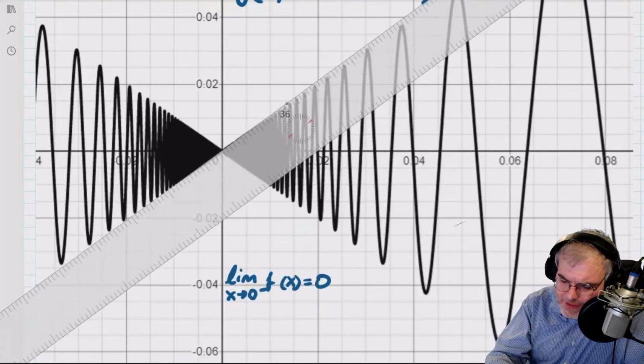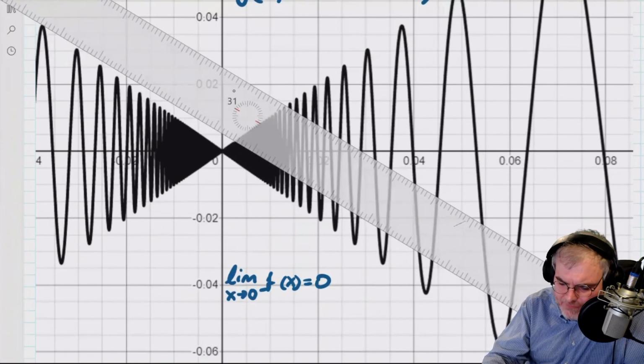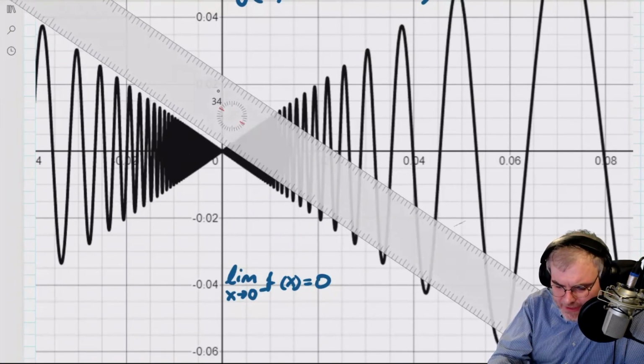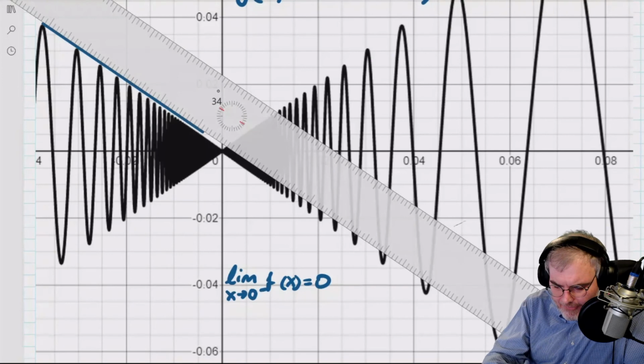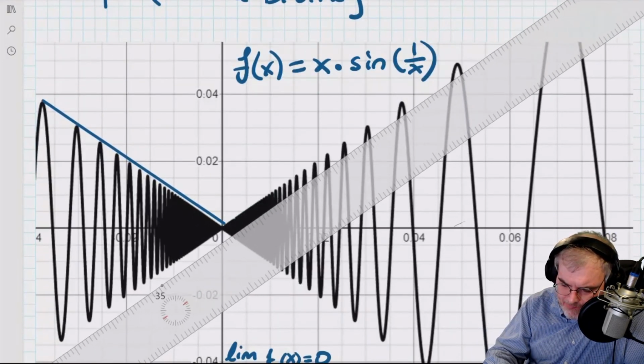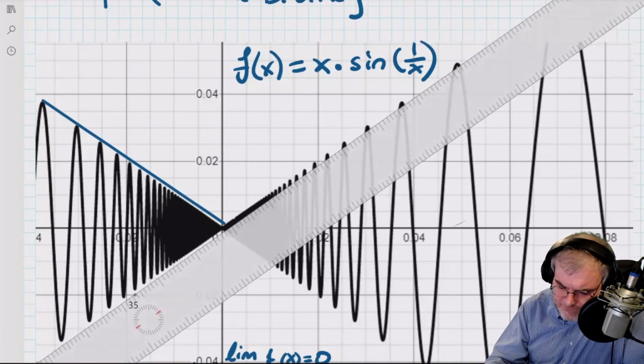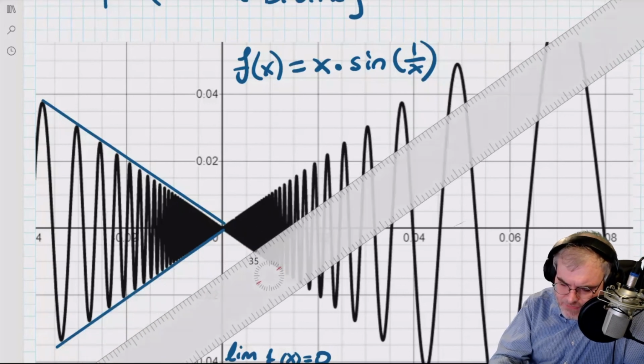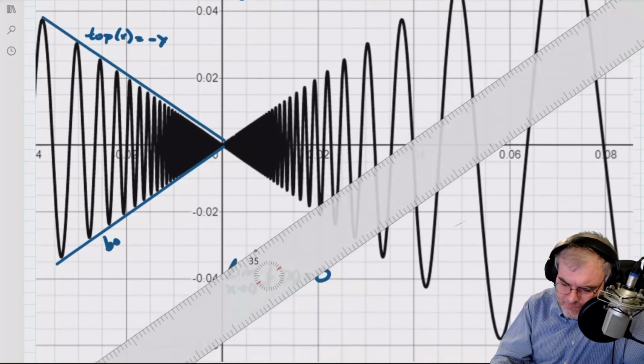This really bad function is trapped between that function and that function. So this function right here, top of x equals negative x, and bottom of x equals x.